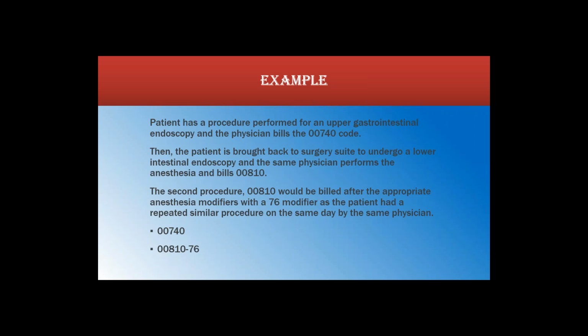Some examples of these situations would be if a patient had a procedure performed for an upper gastrointestinal endoscopy and the physician bills for the 00740 code. Then the patient is brought back to the surgery suite to undergo a lower intestinal endoscopy, and the same physician performs the anesthesia and bills 00810. The second procedure, 00810, would be billed after the appropriate anesthesia modifiers with a 76 modifier, as the patient had a repeated similar procedure on the same day by the same physician.